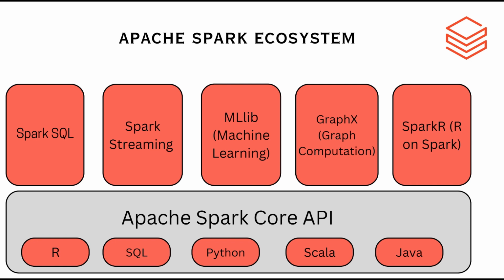So the first core component is the Spark Core API. At the heart of the Apache Spark ecosystem lies the Spark Core API. It is the foundation that powers distributed data processing. And Spark Core manages essential tasks such as task scheduling, memory management, and fault recovery, ensuring smooth and efficient execution across the cluster.